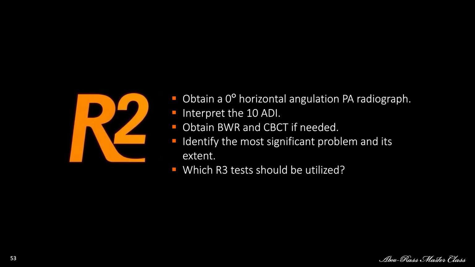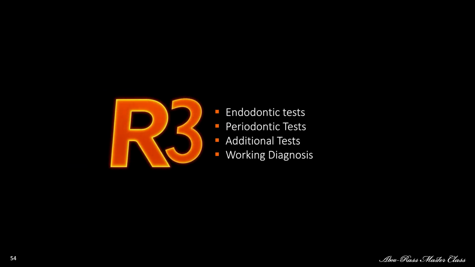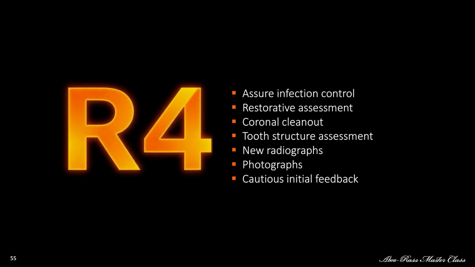In that, you have the patient complaint, the histories. In R2, you do the 10 ADI, and you decide what test you're going to use. In R3, you perform the endo and perio test and any additional testing you may come up with. But now you're having more an idea of what this patient has. And R4 is the definitive.